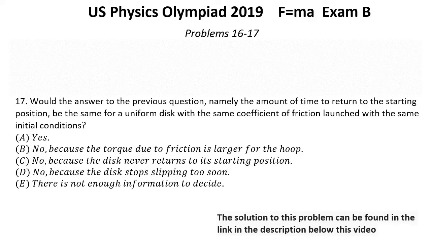Solution for problem number 17. For a uniform disk we have moment of inertia I equal 1/2 m r square, which is twice less than for the hoop. We have angular acceleration twice greater than for the hoop. It means that our disk will start to move without slipping earlier than the hoop, so it will spend more time to return to the initial position. The correct answer is D. No, because the disk stops slipping too soon. That was the solution for problem number 17.